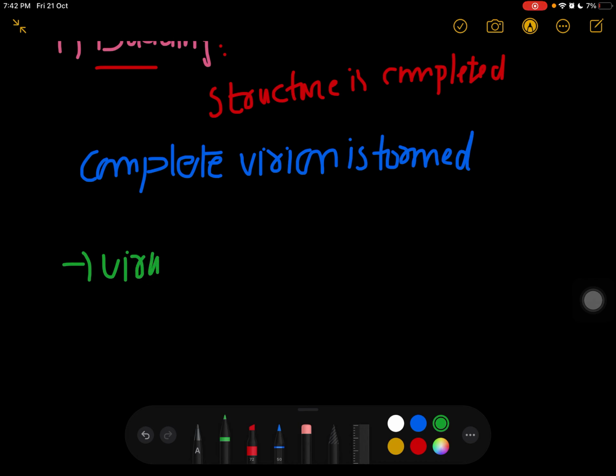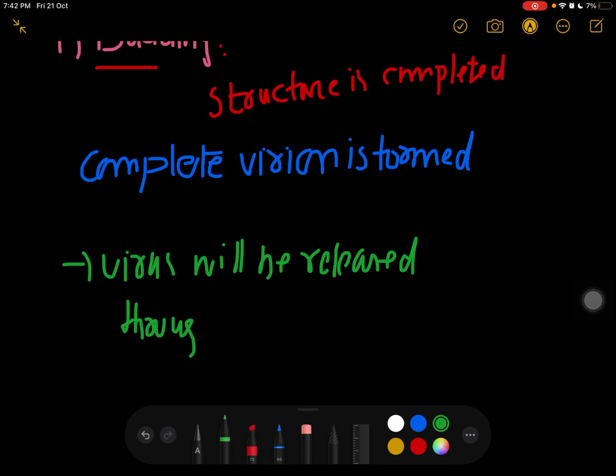The virus will be released through which process? Through budding. Have you seen potato budding? Buds are over there, that are full of starch, full of carbohydrates. It was the same process. You can wonder how it will happen. What will be released through the process of budding over here?